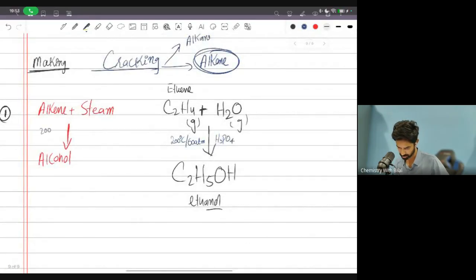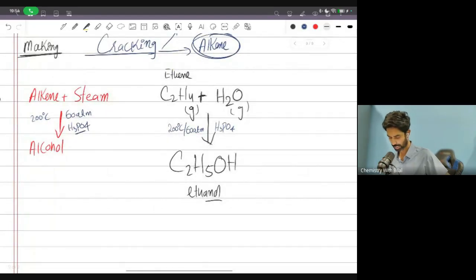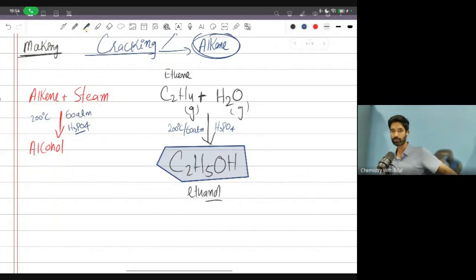It requires 200 degrees, 60 atm, and phosphoric acid as catalyst. So whenever you react, you add. It is also an addition reaction because 2 reactants react to form 1 product only, and that is ethanol. If you start with propene, you will get propanol. You start with butene, you will get butanol. But the fact is, 1 hydrogen is added here. ये H5 हो जाएगा, और जो OH बचेगा, you can write OH like this. Make sense, everyone? पहला reaction सबको समझ आ गया?